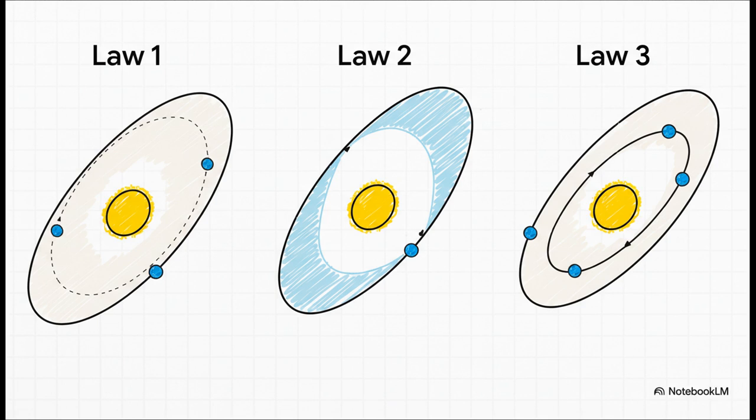And the third law, this one was a game changer for Newton. It's a mathematical rule connecting how long a planet takes to orbit with how far away it is from the sun. It's that T squared over R cubed equals a constant, k. This was the piece of the puzzle Newton was looking for.